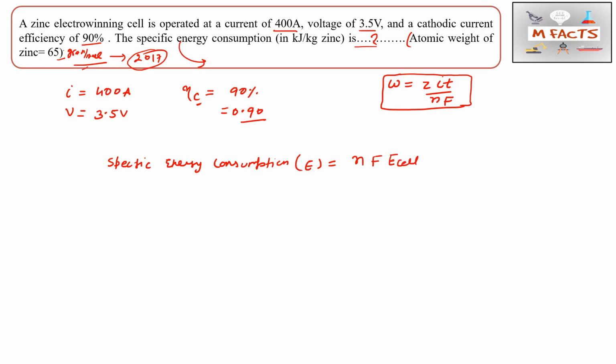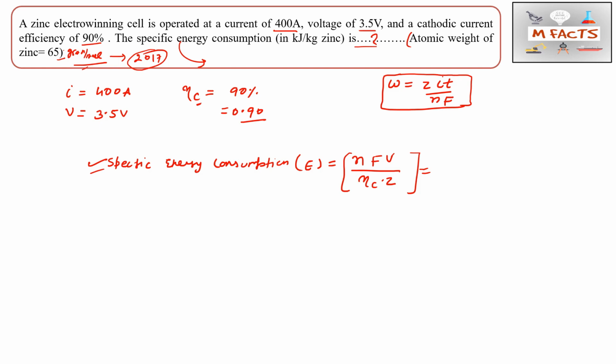This E cell is basically potential. Okay, so if you are getting confused with this E cell, you may also write this E cell as V. So V by eta C into Z. Okay, so now this is the formula for specific energy consumption. And how did we get this formula? You can do the unit balance also, and you can find whether this formula is correct or not.